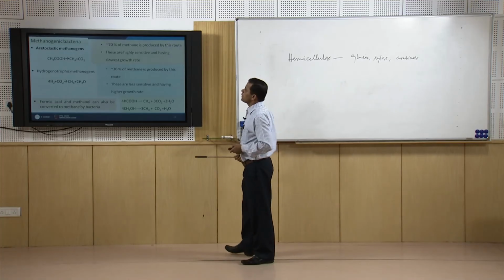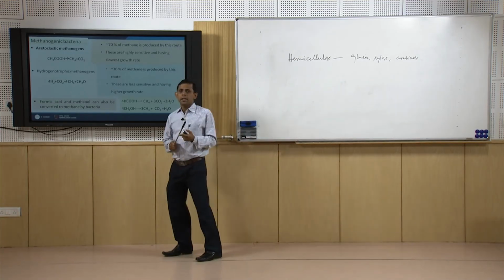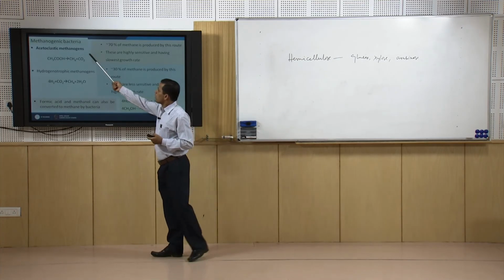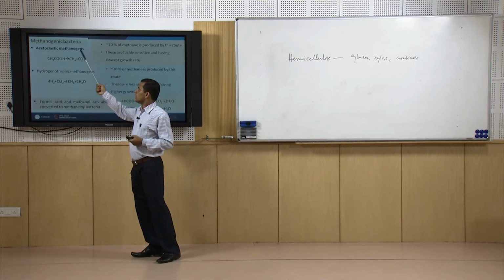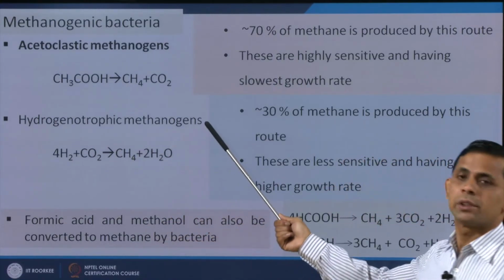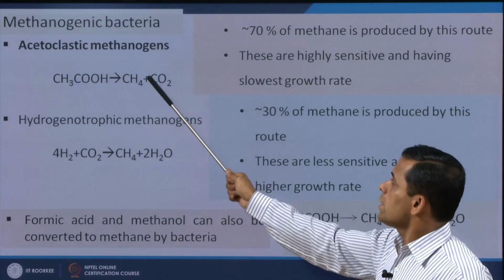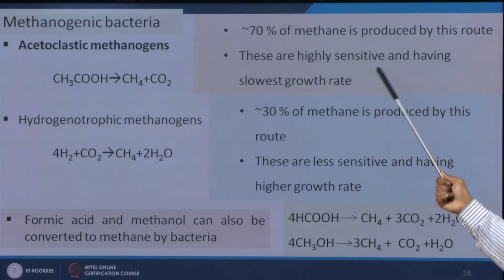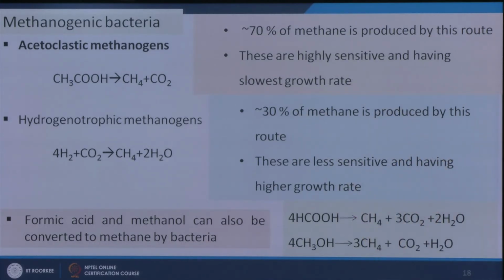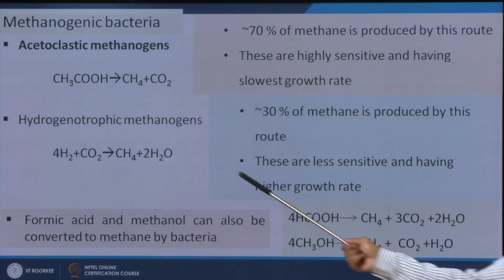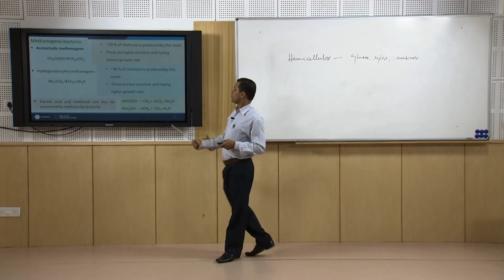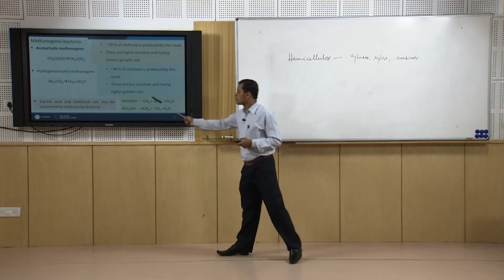Now, we are coming to methanogenic bacteria. We have seen that acetic acid is converted to methane and CO2, and CO2 plus H2 is converted to methane. This is called acetoclastic methanogens, and the other is hydrogenotrophic methanogens. So, these are the reactions here. This one is 70% and this one is 30%, but these microorganisms are highly sensitive and have the slowest growth rate, and these microorganisms are less sensitive and have a higher growth rate. Apart from this, methane can also be formed from formic acid and methanol, they can give CH4 also. So, some microbes will be responsible for this.